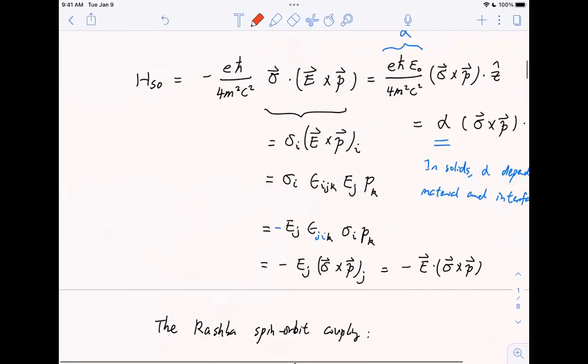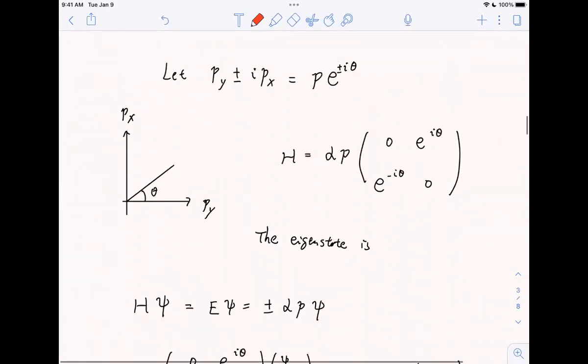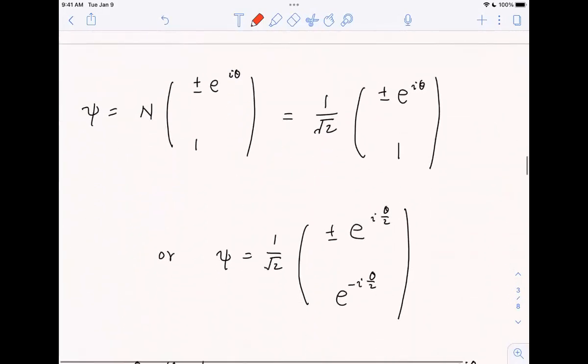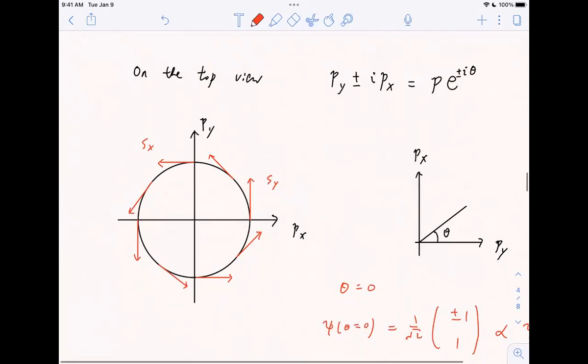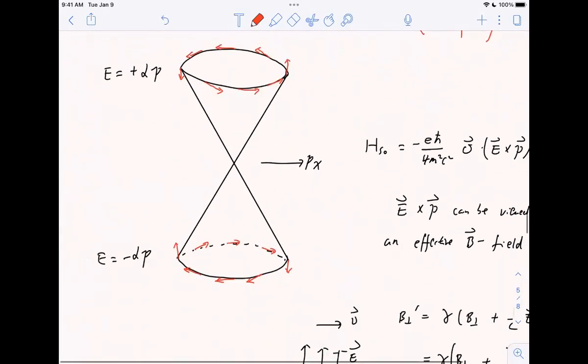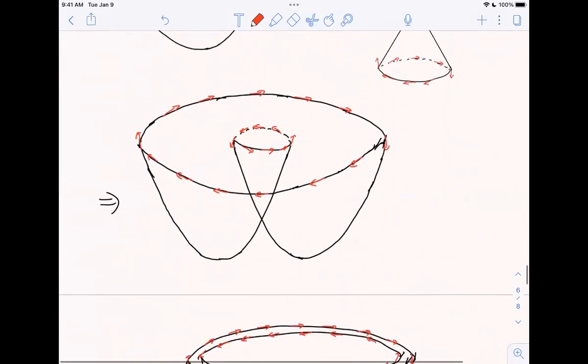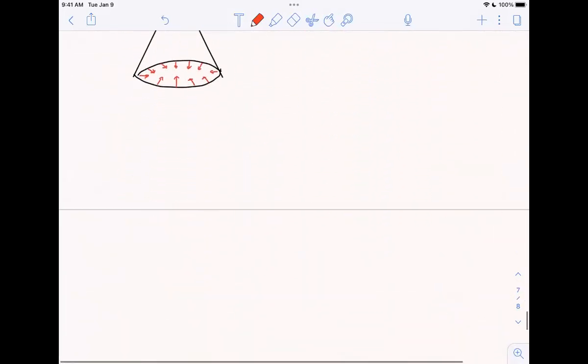Okay, any questions? So this is one example of spin-orbit coupling with a uniform vertical electric field. Okay, so now let's go to a second example. This example is more related to us.